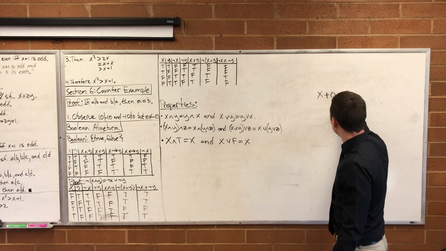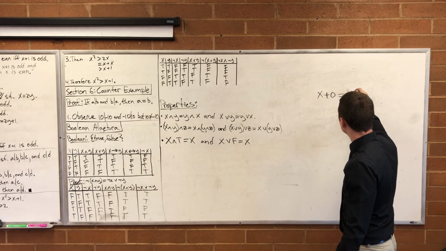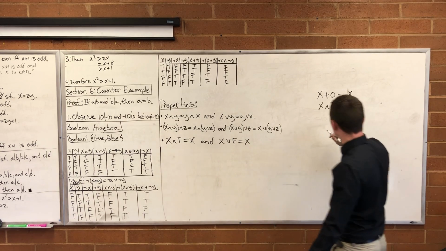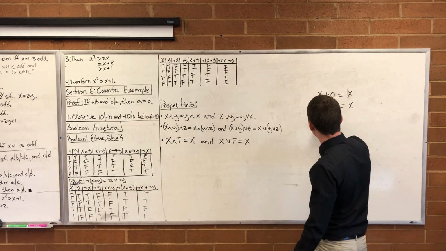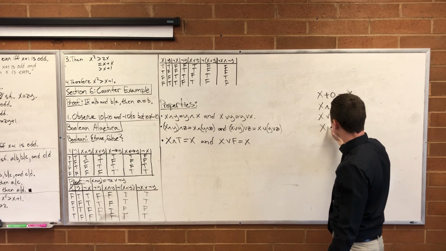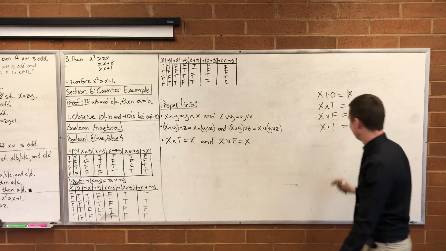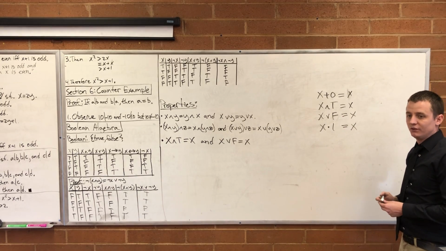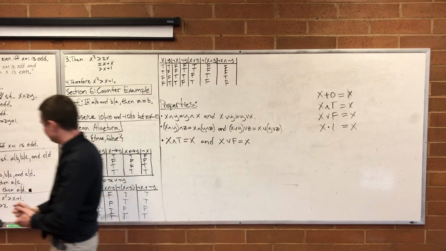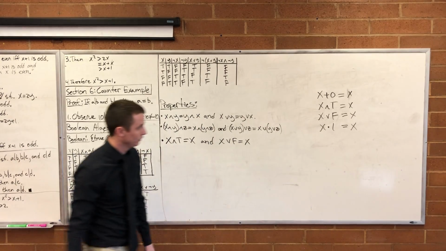X plus 0 equals X is the exact same thing as X and true equals X, which is the same thing as X or false equals X, which is the same thing as X times 1 equals X. Those are probably the identities you're most familiar with. We'll play with some other fields in this class so you can get used to other identities.